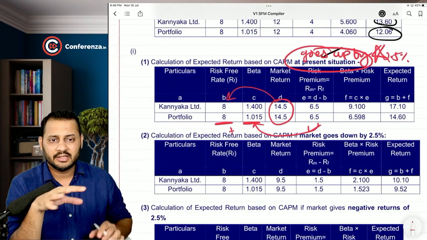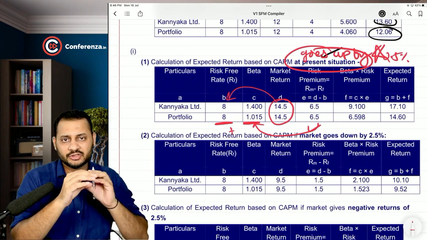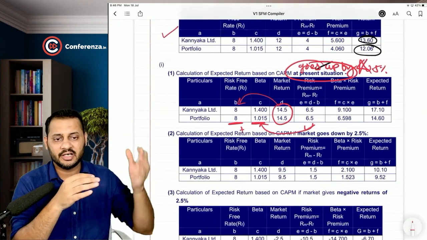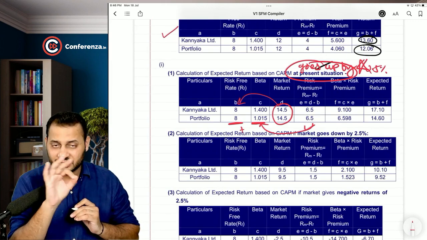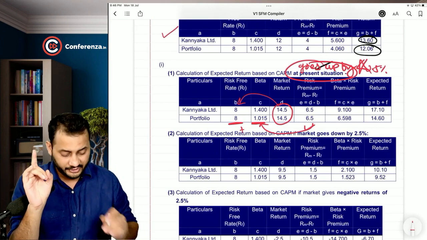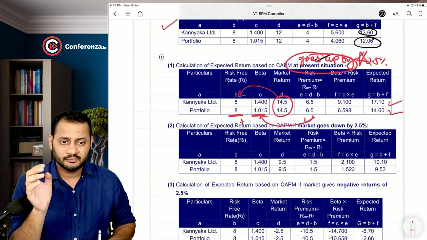I think they should have used the equation format instead of this entire table format. The table format is going to take a lot of time. It is not suggested for the exam. Make sure, and this is your final result.